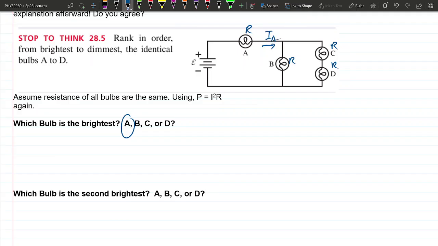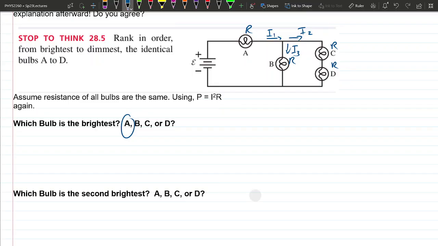This is the amount of current going through, and this current gets split between this path, let's call it I2, and this path. So the sum of those two currents has to be bigger than the constituents. Therefore, it has to be the biggest one.